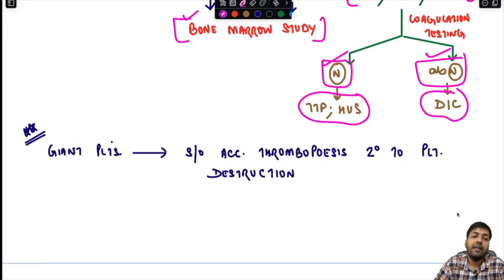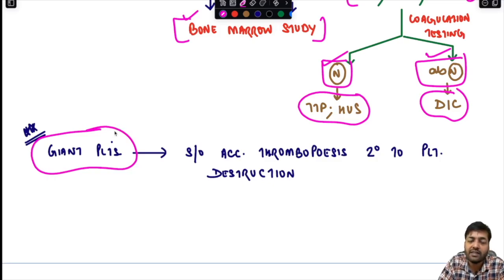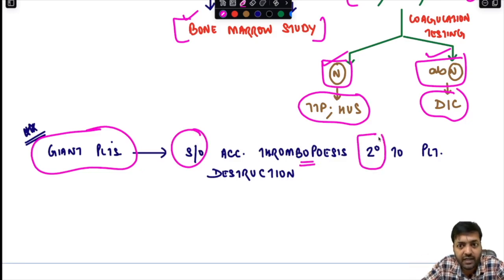Now, also one thing in the peripheral smear that you can come across is giant platelets. What is the definition of giant platelets? I have already discussed it in my lecture on normal hematopoiesis. If the size is larger than the nucleus of a small lymphocyte, these are called giant platelets, and they are mainly suggestive of accelerated thrombopoiesis secondary to platelet destruction. There can be many other causes, but this is one of the most common.